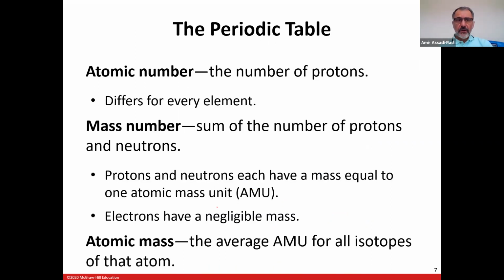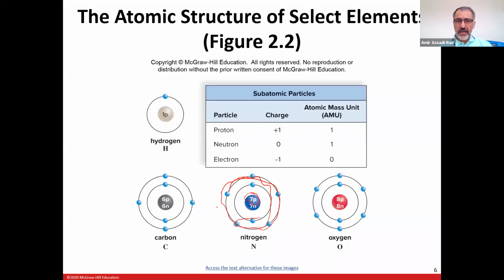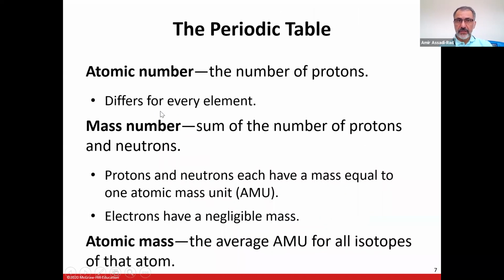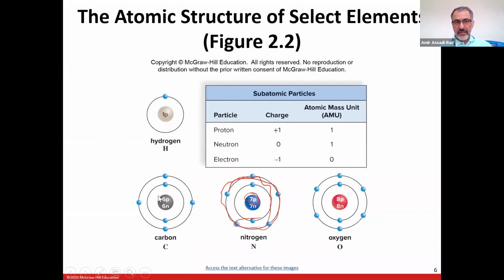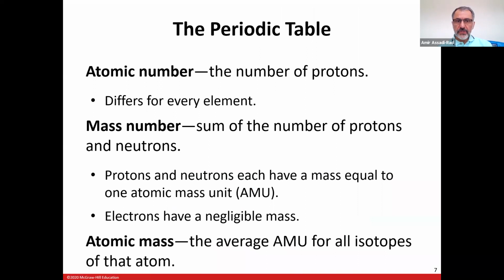Okay, atomic number: the number of protons differs in every element. Of course, you saw it in the last slide. Carbon has 6 protons, and then nitrogen has 7, oxygen has 8, and hydrogen has 1. So that's the atomic number, the number of protons. Mass number is the sum of the number of protons and neutrons. The combination of these two together, protons and neutrons, is the mass number, which makes up the nucleus. Protons and neutrons each have a mass equal to 1 atomic mass unit, AMU.